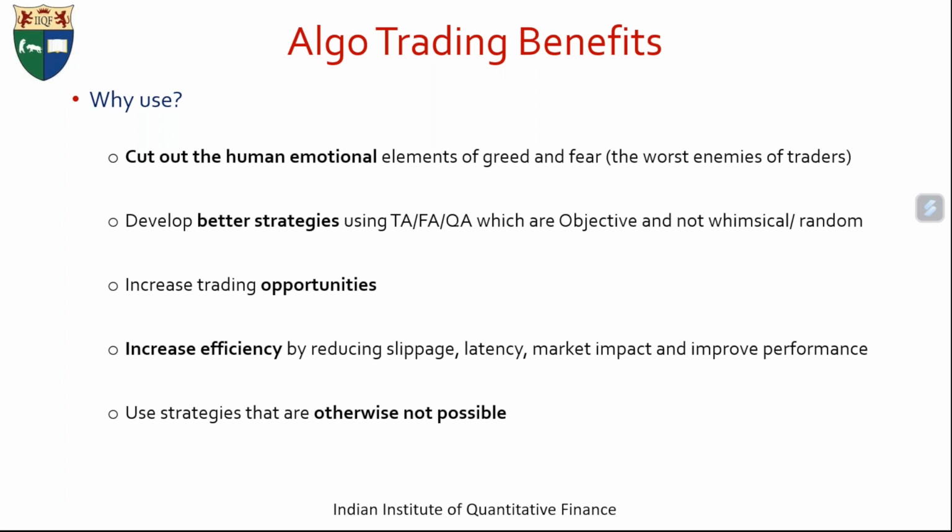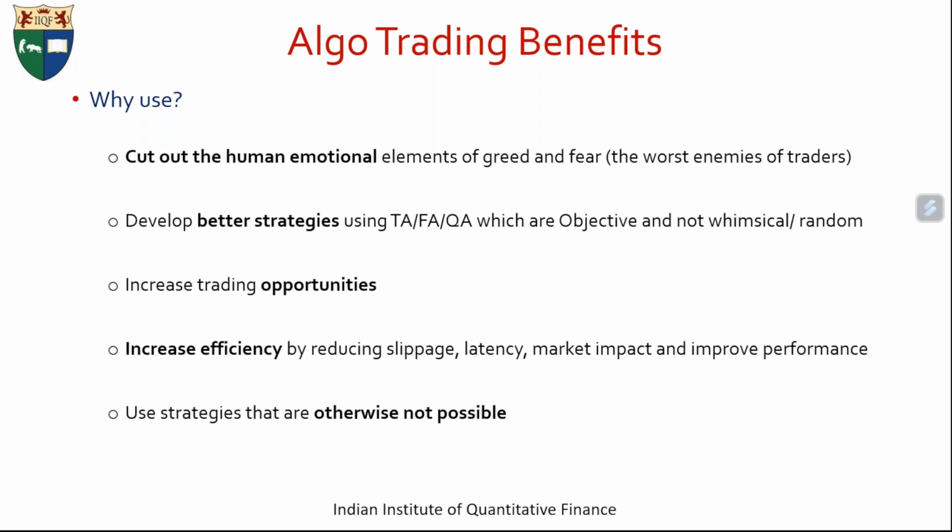But again, the emotion comes into play most of the time, and then you end up not following the system. But if you do it automatically or through systems, then this human emotional aspect is cut out, right? And of course, if you are doing it through algos, you have the scope of developing better trading strategies, whatever method you use: technical analysis, fundamental analysis, quantitative analysis. Because when you do system-based trading or algo-based trading, these are objective, and not whimsical or random.